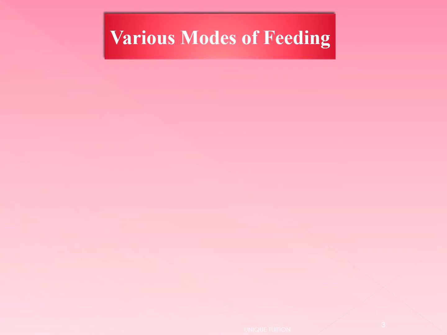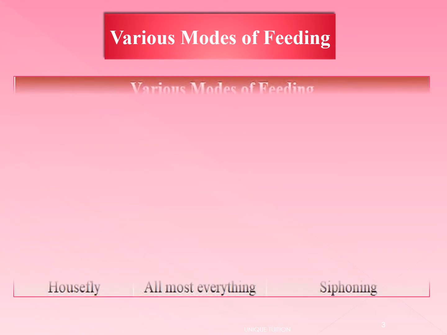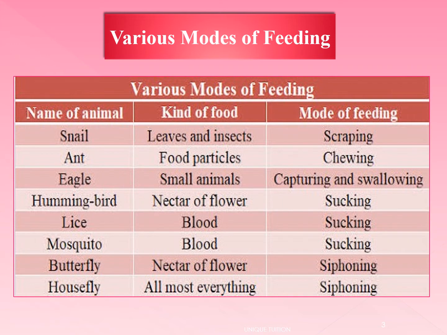Let's have a look at some of the foods animals eat and their mode of feeding. As animals feed on plants and other animals to derive energy to sustain life, similarly, plants also derive energy from food for growth and sustenance.